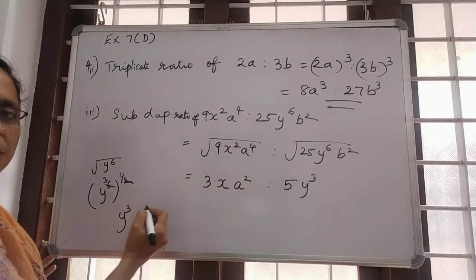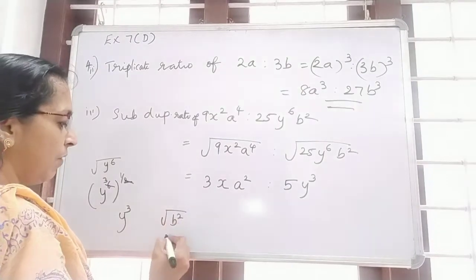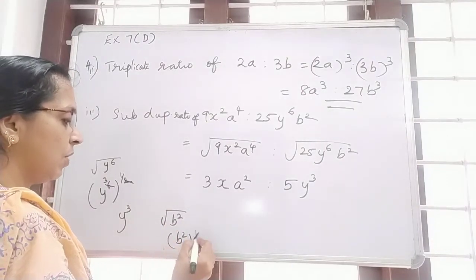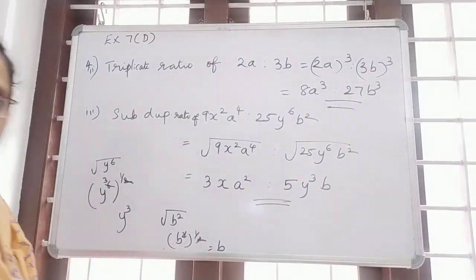Similarly, b raised to 2, that is b square, will be what? B itself. That is root of b square that we discussed. B square the whole raised to 1 by 2, 2 cancel, b. So this is your final answer. Okay.